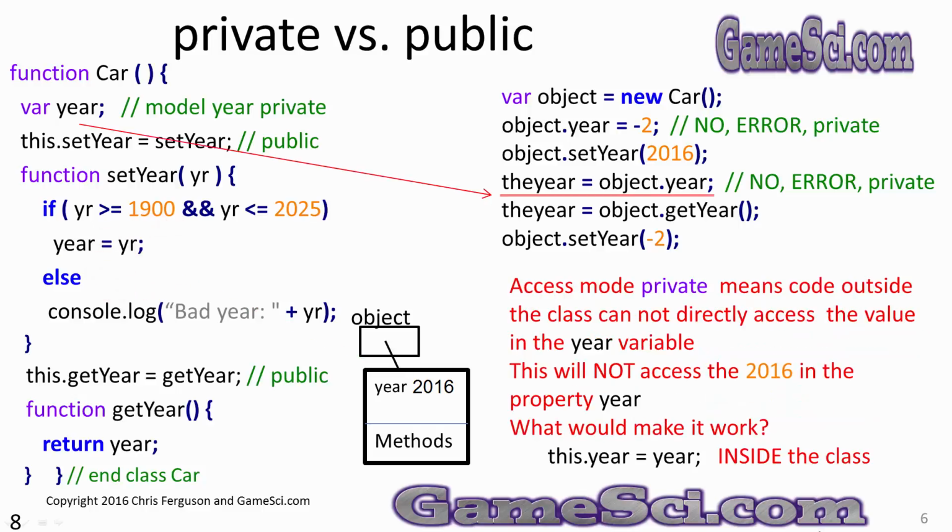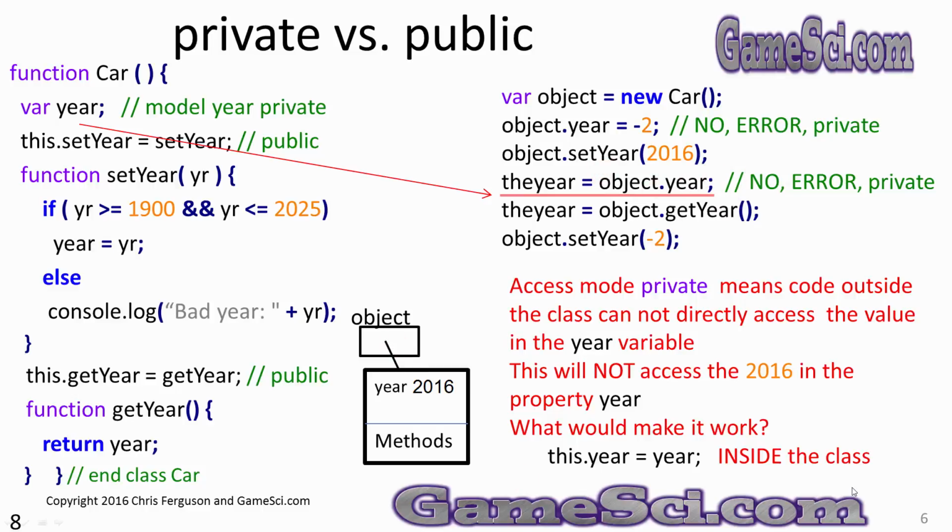Back to the calling code. We're going to say the year equals object.year. Again, this is an error. This is an example of something you cannot do. Think of this access mode of this global variable as being private. It means code outside the class cannot directly access the value in the year variable. This will not, I repeat, will not execute or access the 2016 stored in the property year. See that 2016 right there? This command will not be able to grab that out of that and send it back.